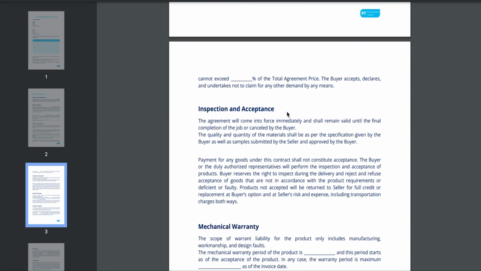Inspection and acceptance. This clause clarifies that making the payment doesn't automatically mean the goods are accepted. The buyer or authorized representatives have the right to inspect the products during delivery. If the goods don't meet specifications or are faulty, they can be rejected and returned to the seller at the seller's expenses.